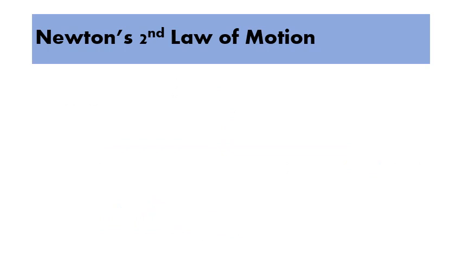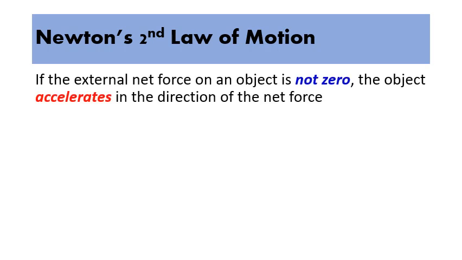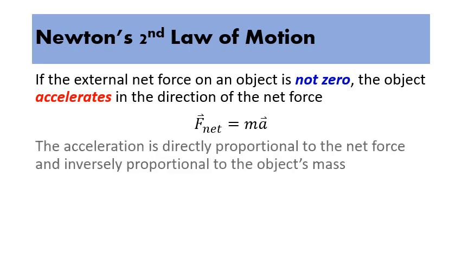Newton's second law of motion discusses what happens when there are forces. It states, if the external net force on an object is not zero, the object accelerates in the direction of the net force. So the net force, which is a vector, will act in the direction of the acceleration vector. These vector quantities are indicated in the equation F equals ma by the arrows over the letters.